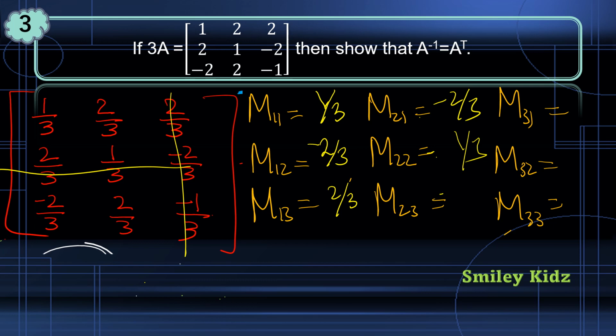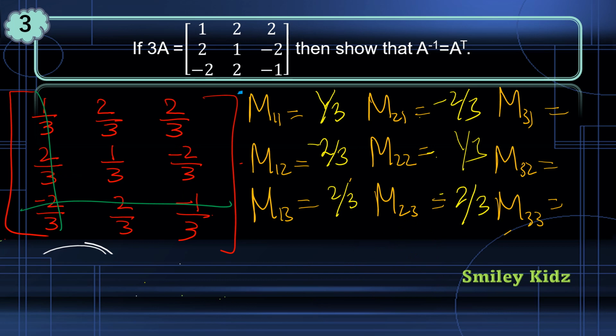Lastly, we have 2 by 9 minus of minus 4 by 9. This is 2 by 9 plus 4 by 9. That is 6 by 9. Here you'll have 2 by 3. Then here we have minus 4 by 9 minus 2 by 9. This is minus 6 by 9. That is again minus 2 by 3. Let me write down minus 2 by 3 over here.